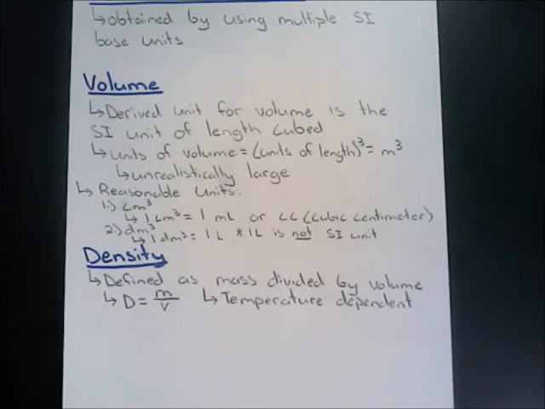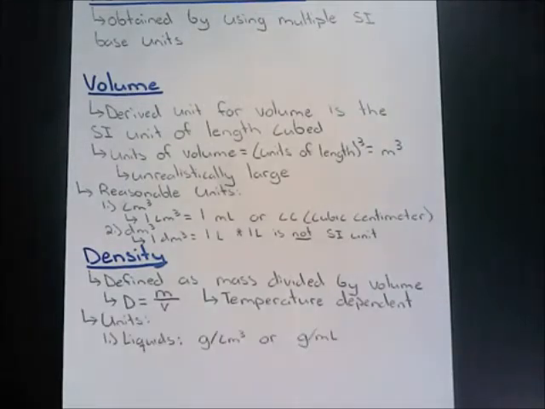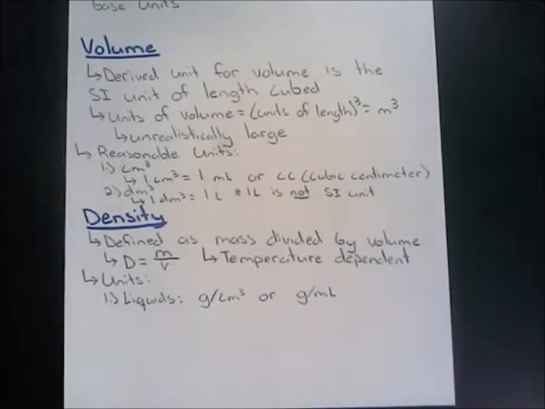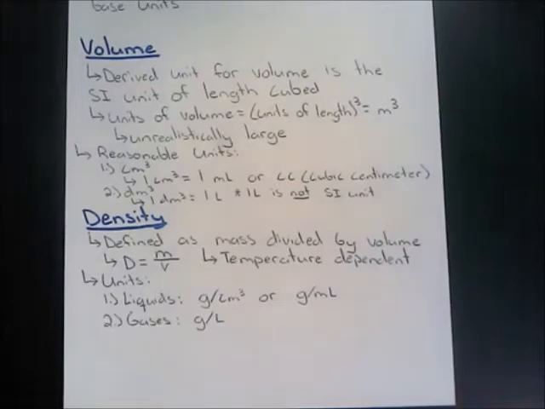Now, our units for density for things like liquids include either grams per centimeter cubed or grams per milliliter. For gases, because those molecules are spread out a little further, usually the unit that we use is grams per liter.